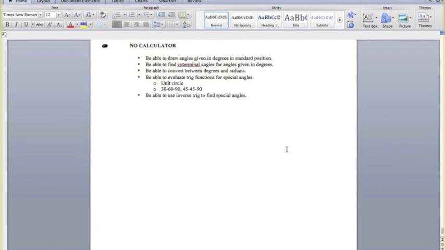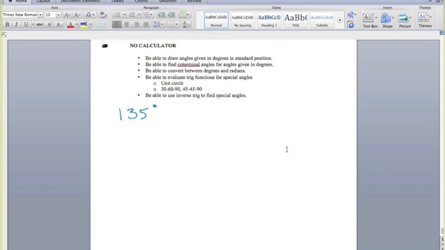Listed here are the types of different problems that we're going to see on the quiz. So the first type says be able to draw angles given in degrees in standard position. So given an angle, for example, 135, we want to draw this angle.